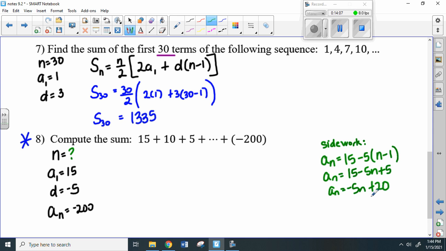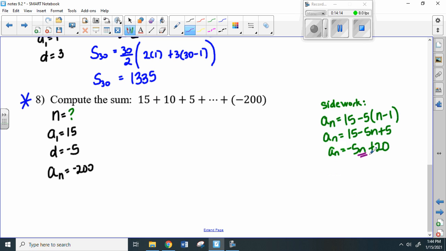Well, think about what we are trying to find. We're trying to find an n value, and we already know what a sub n is. We already know what the last term is. We want to know which term it is. Is it the 20th term? Is it the 75th term? Like, which term is it? But we already know the answer to it. So I can substitute that in and actually create an algebraic equation that I can solve, okay?